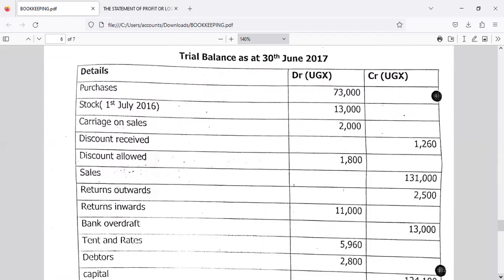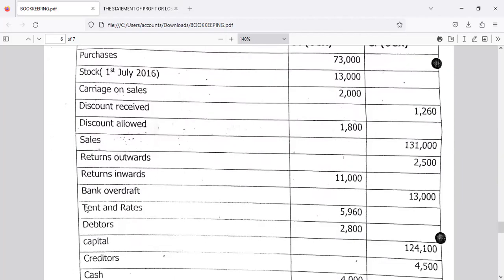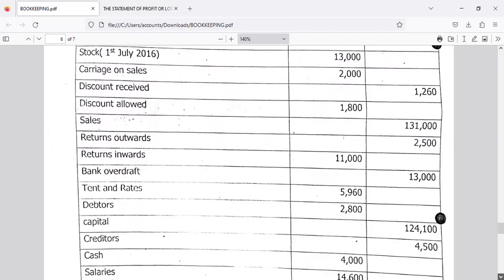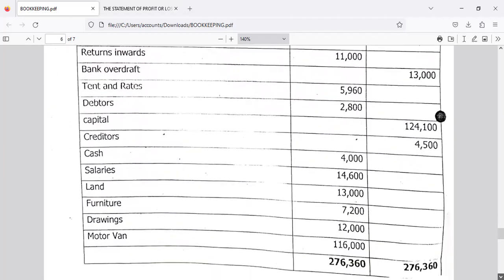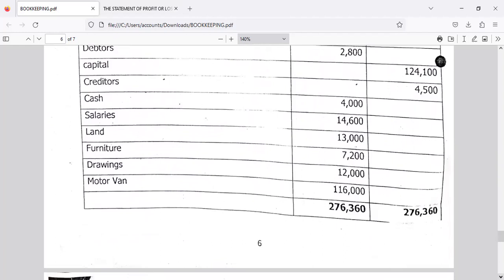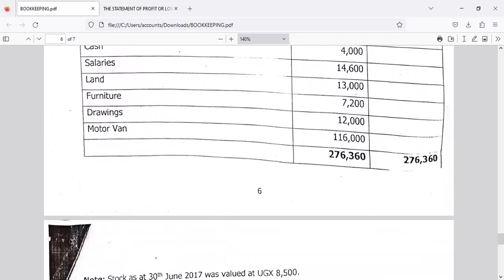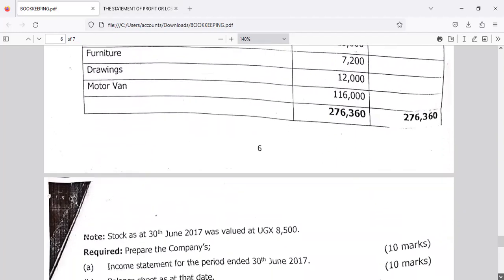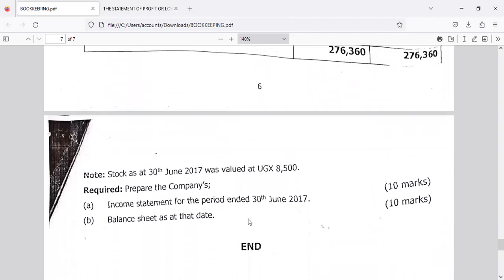bank overdrafts, rent and rates, debtors. I think this was supposed to be rent and rates. Then the debtors, capital, creditors, cash, salaries, land, furniture, drawings, and motor van. Then you also have some additional information whereby they are telling you that stock at 30th June 2017 was valued at shillings 8,500.